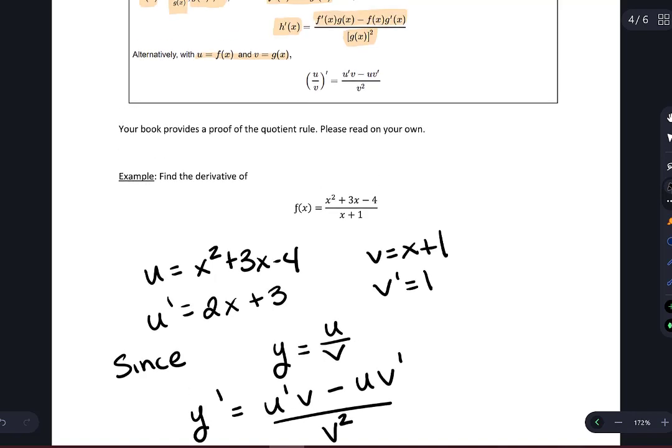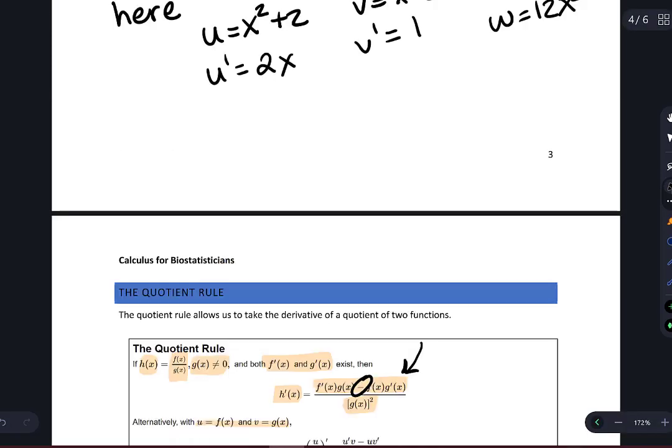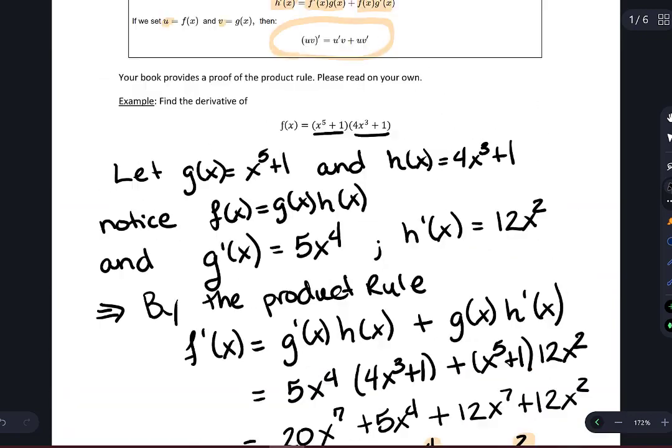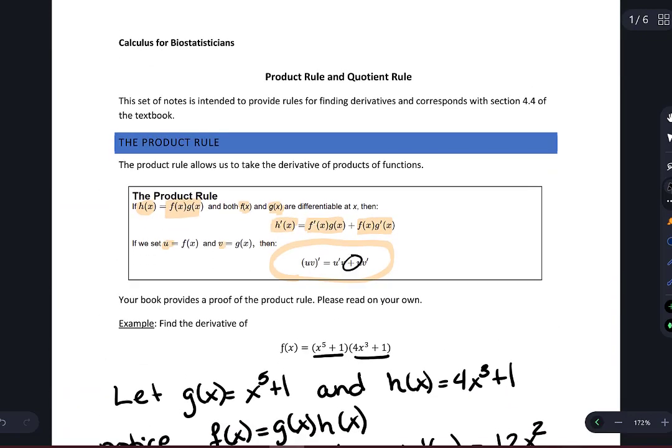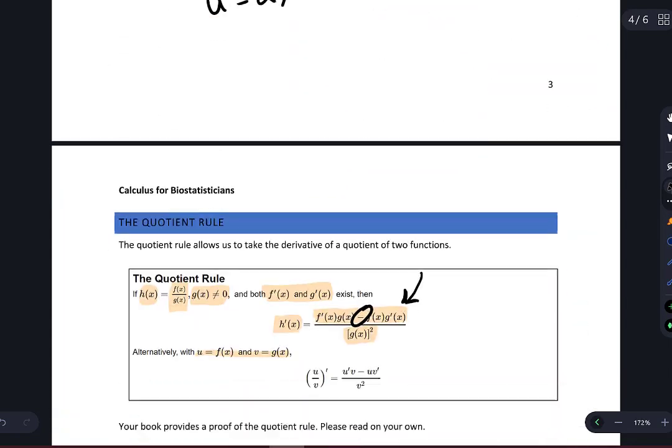Now, one thing that I should have noted that I didn't earlier is I said that this top piece looks like the product rule. And it does look like the product rule, but there is one important difference here. Notice here in the numerator we have a negative sign, whereas when we took the product rule we had a positive sign. So it is similar to the product rule in the numerator, but there is that difference.